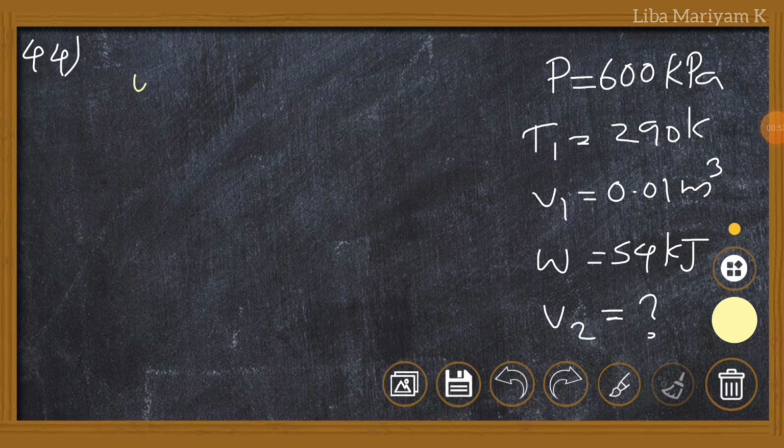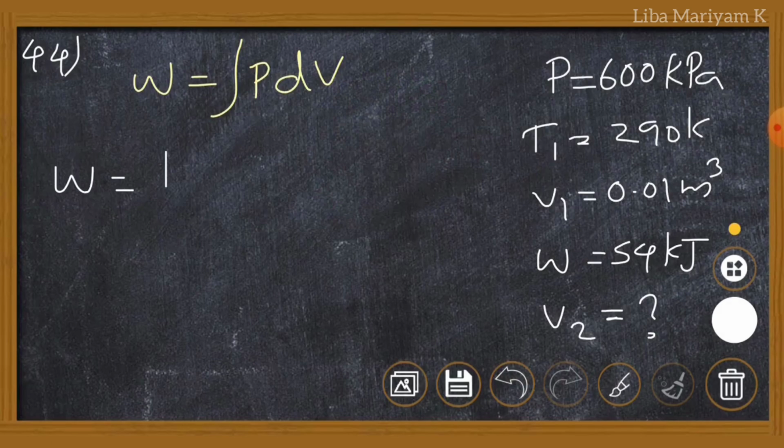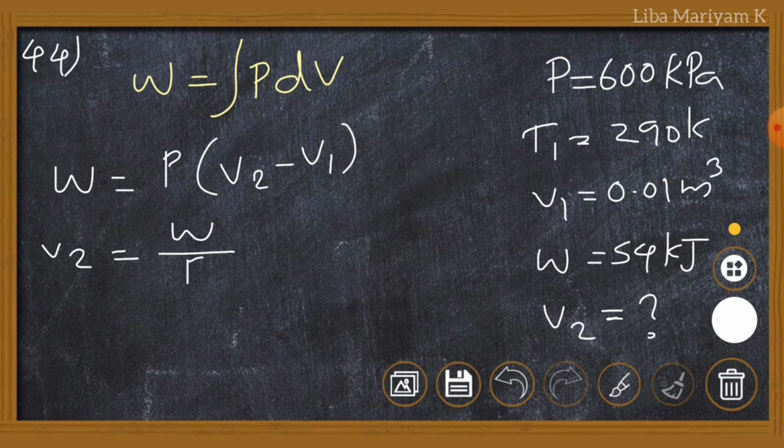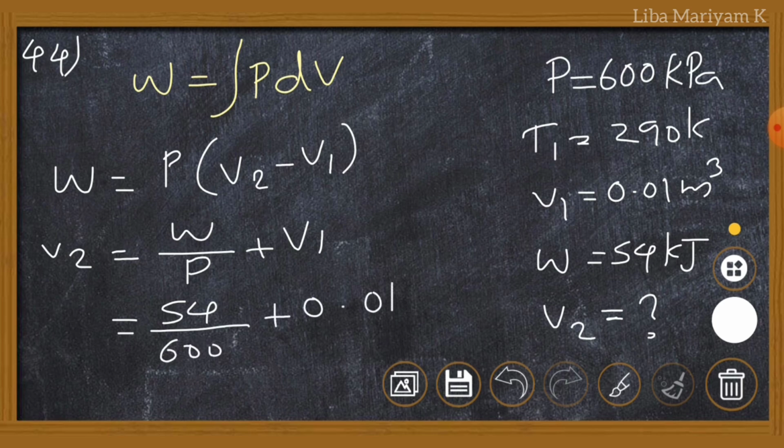We know that work done is equal to integral P dV. Therefore, W is equal to P into change in volume, V2 minus V1. From this we can write V2 is equal to W by P plus V1, that is 54 kilojoule by 600 kilopascal plus 0.01 meter cube, which is equal to 0.1 meter cube. This is the answer.